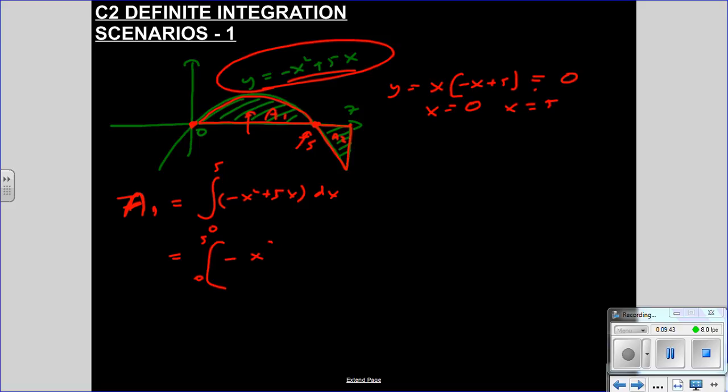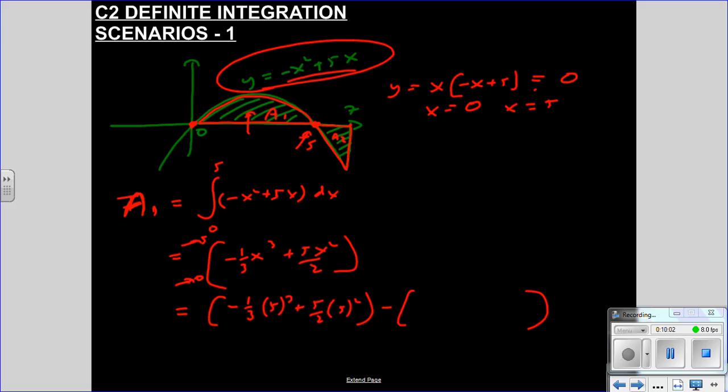So plus 1 to the power, divide by new power. Plus 1 to the power, divide by new power. Now we're doing our f of beta, f of alpha. So we whack in our limits and actually show that you're putting those limits in. Minus, always minus the second lot. So third, 0 cubed plus 5 over 2, 0 squared.